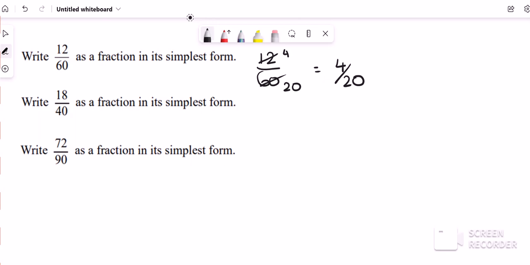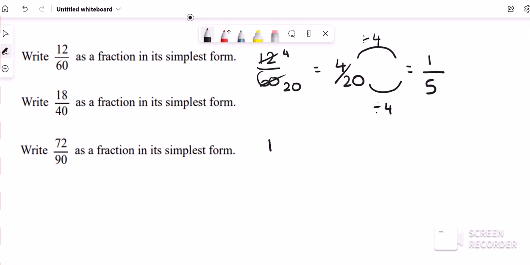Now, I can keep dividing again because I know 20 is divisible by 4 and 4 is divisible by 4. So you can also put it this way. Divide by 4. Divide by 4. And therefore, that's 1 over 5. Now, I cannot divide this any further. Therefore, this is my simplest form, 1 over 5.